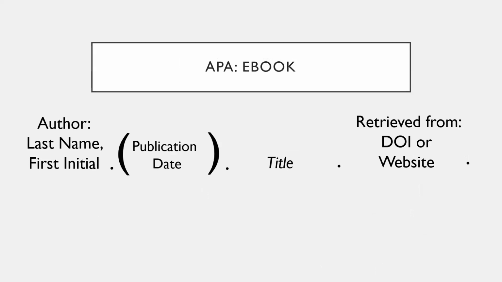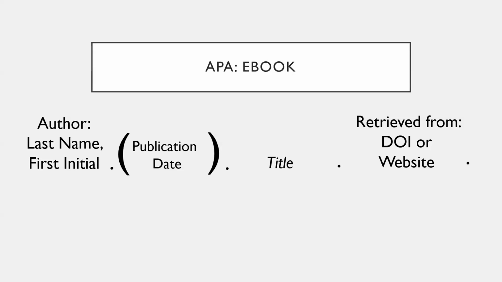So how do we arrange those? So for an ebook, you again have the author, last name, first initial, period. Publication date, the same in parentheses with a period. Title, again, italicized followed by a period. But at the end, you add retrieve from. So if you have a DOI, you would include the DOI. And if you don't have the DOI, you'll do a website. And I will show you guys where to find the DOI and permalinks in the next section.